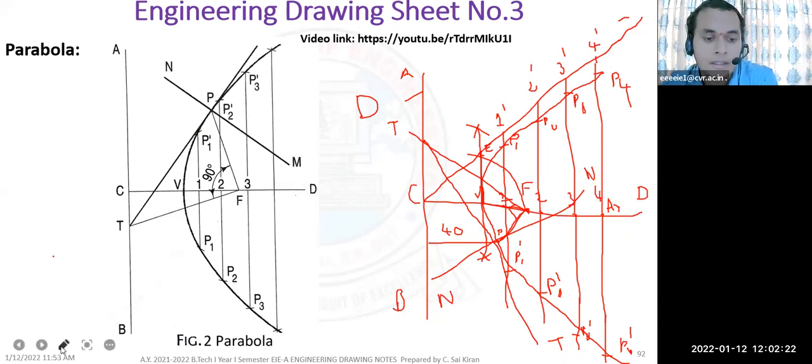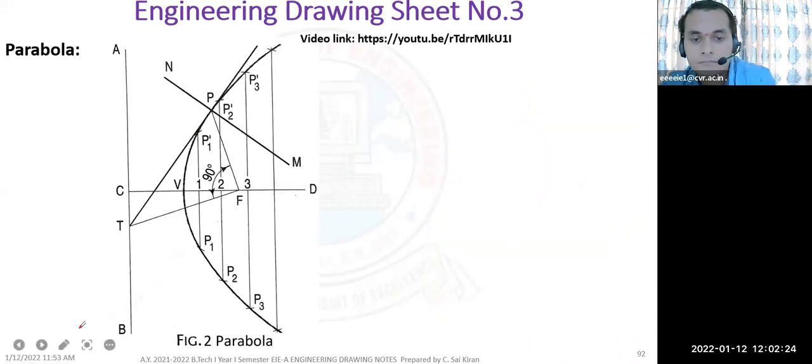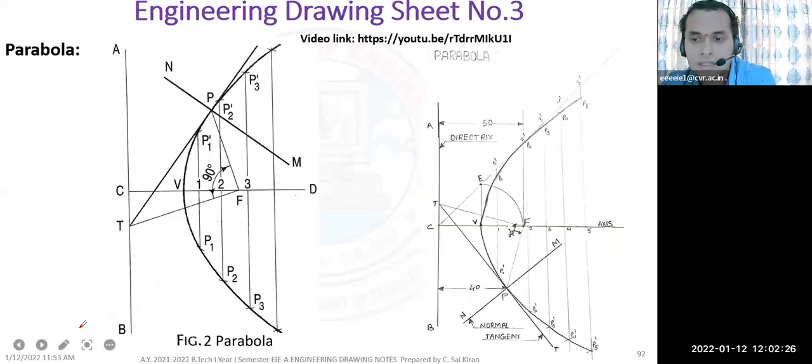Any doubts, you can unmute and ask. And this is what your seniors have drawn. They have represented the axis, directrix, 50 mm distance, 1 dash, 2 dash, 3 dash, 4 dash, 5 dash, P1, P2, P3, P4, P5, P1 dash, P2 dash, P3 dash, P4 dash, P5 dash, T and T, which again you have to write as a tangent. If you label everything, you will get 10 marks easily. You have to write this as tangent. You have to write this as normal. Any doubts, you can unmute and ask.